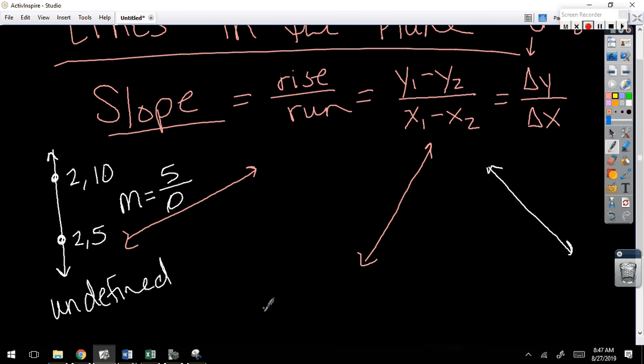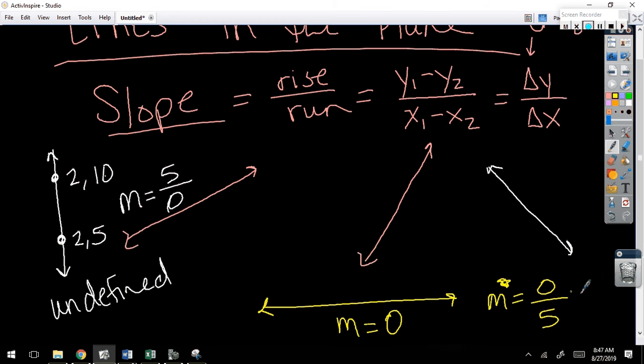However, what about the yellow line? What's the slope? 0. Because you can have 0 in the top of a fraction. 0 divided by 5 is 0. 5 divided by 0 is undefined. Okay? Everybody okay on that so far? We'll do a couple examples.